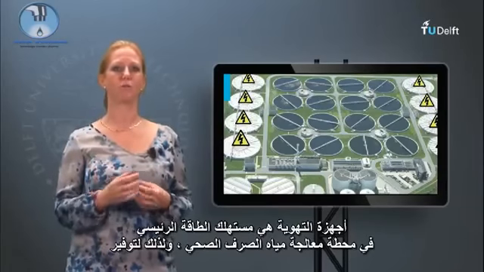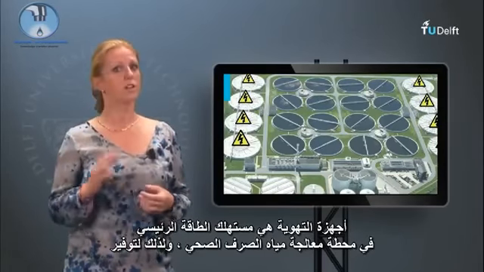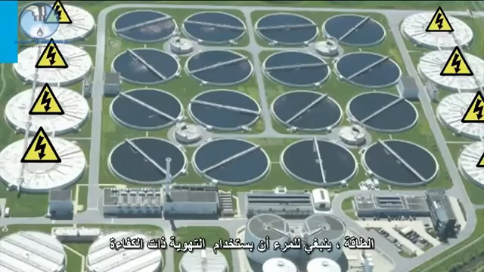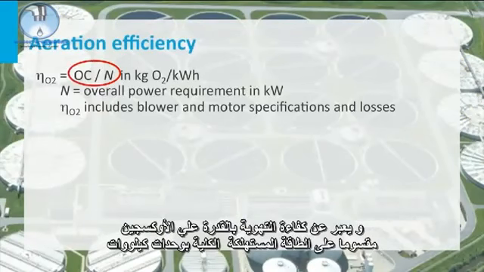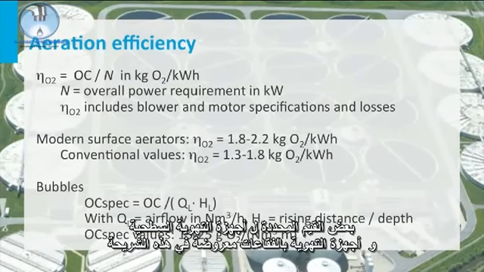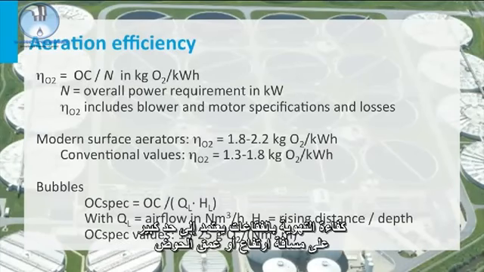Aerators are the main energy consumers of the sewage treatment plant, so to save on energy, one should use efficient aeration. Aeration efficiency is expressed as the oxygenation capacity divided by the overall power requirement in kilowatts. This efficiency includes blower and motor specifications and losses. Some specific values for surface aerators and bubble aerators are given in this slide. The efficiency of bubble aerators highly depends on the rising distance or depth of the tank.